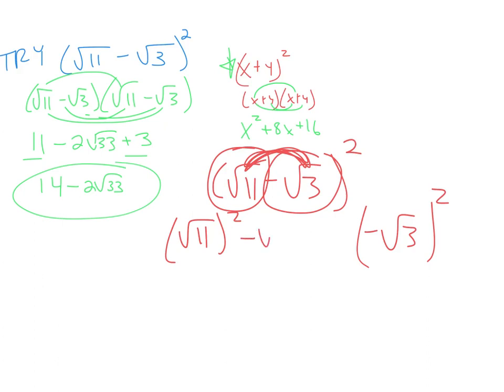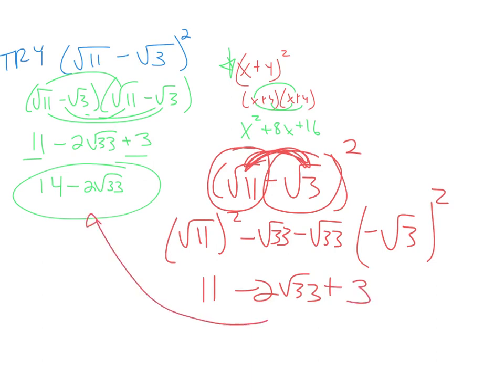So it's like negative root 33 and negative root 33. Because that's how it comes out if you actually wrote it all out. So that's going to make things a little bit easier for you if you think about it that way, because that's going to give you 11 minus 2 root 33 plus 3, and then you can get the same thing. So I'm hoping that's a little bit clear.